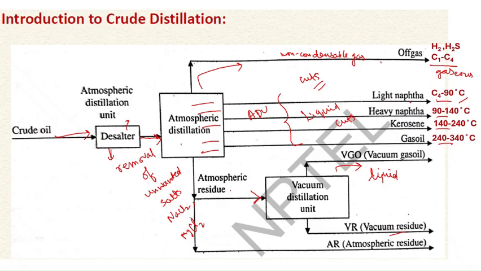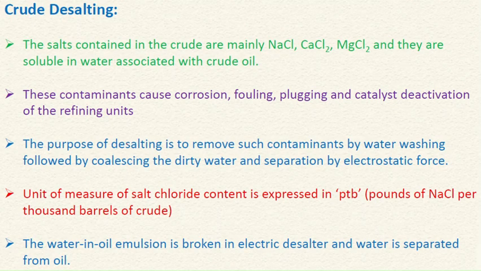Now coming on to, as I told, that first portion is the desalter. So we will be discussing the desalter. That is crude desalter. As I told, the different salts which are contained in the crude oil, as I told you earlier, basically NaCl, CaCl2, then MgCl2, they are soluble in water, but they are present in some amount in crude oil, as the crude oil is taken out from below the earth.